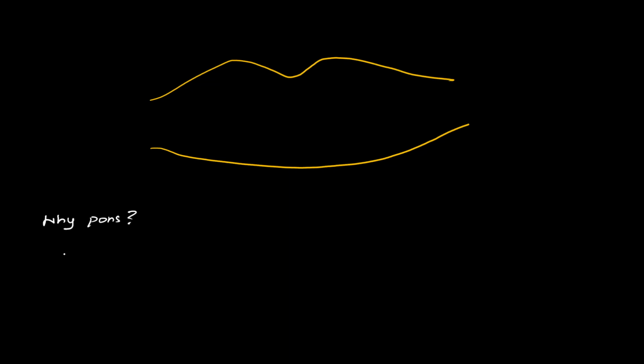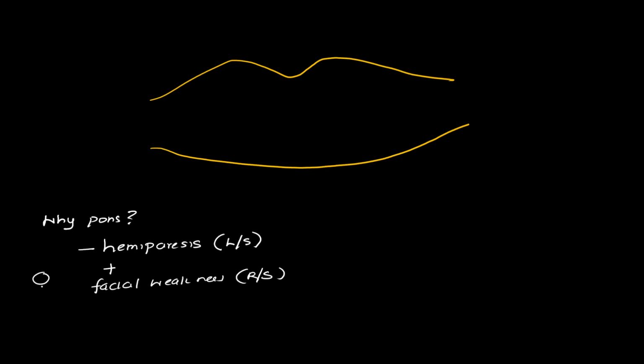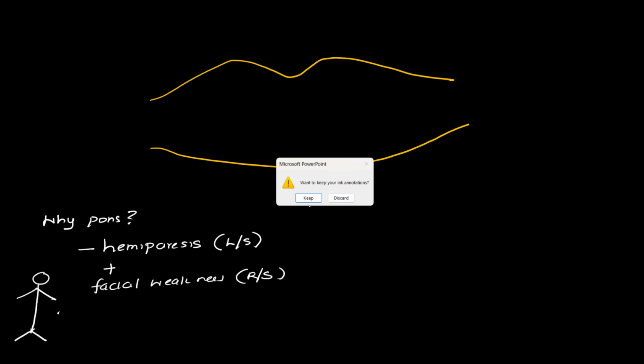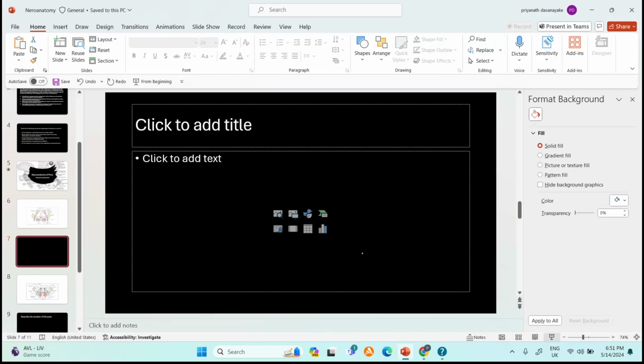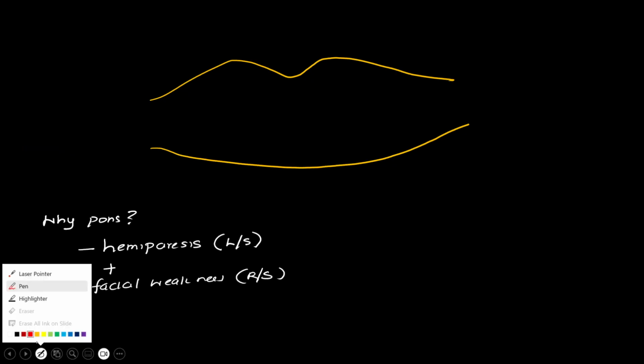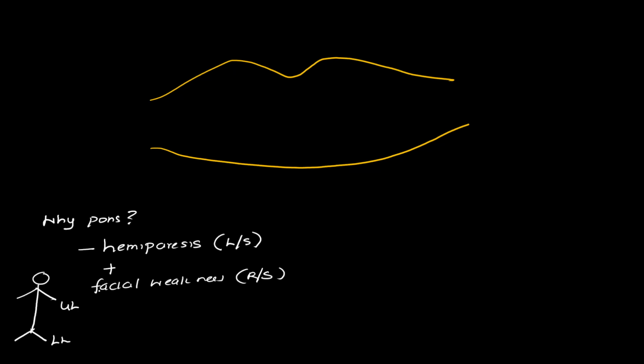If the patient, and you should remember this, says of hemiparesis on one side, let's assume the left side, but with a facial weakness on the other side, in this case the right, so the contralateral side, with both upper limb and lower limb involvement, so hemiparesis on one side with facial weakness on the opposite side. Now you know this is a problem.